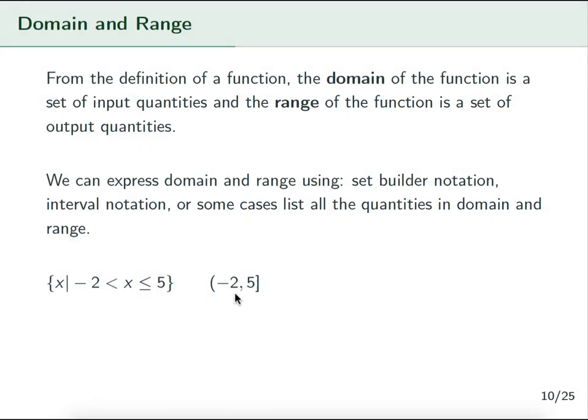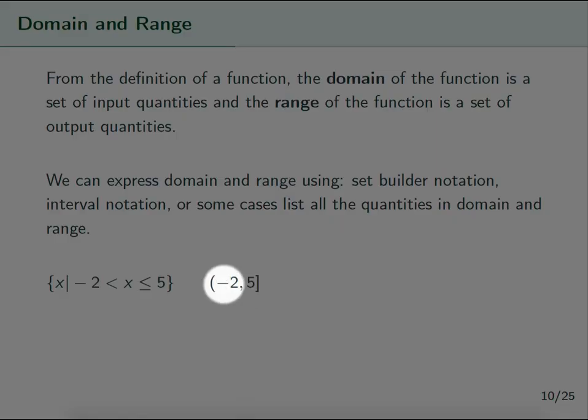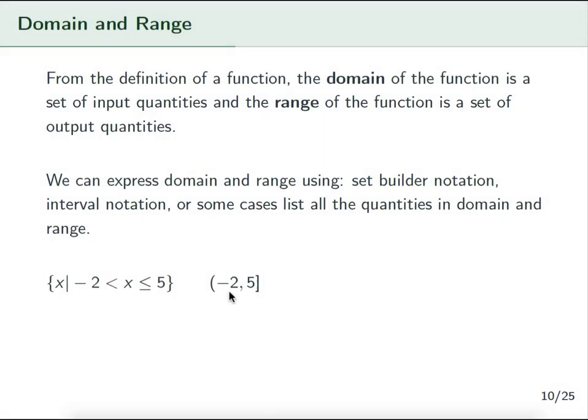The one on the right is known as interval notation. Here, what we have is -2 to 5. So this parenthesis here means not including -2. So excluding -2, we have numbers from -2 all the way to 5. This bracket means including 5. So these two ways we wrote the domain represent the same domain, the same set of quantities. Again, both have infinite number of them, but it represents the same domain.